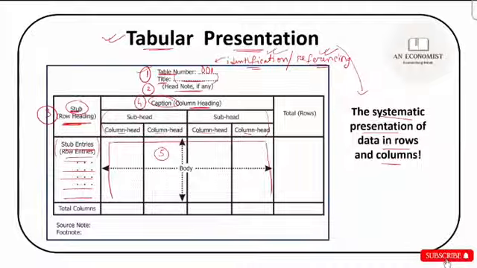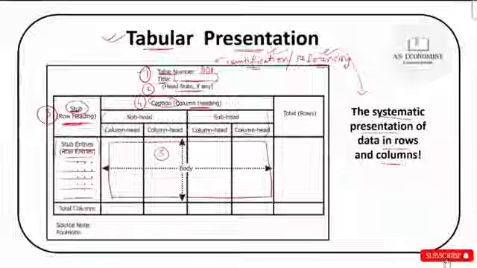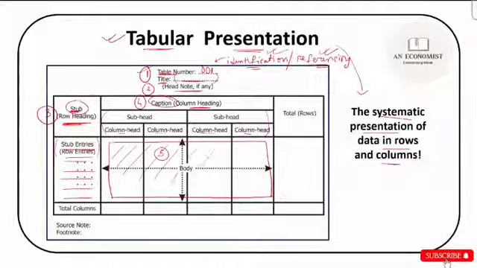This entire portion where you enter the data, right? This is the entire portion where you enter the data, numeric data usually. This is the body of the table, which is the fifth component of your table. Now let us move to the sixth component.